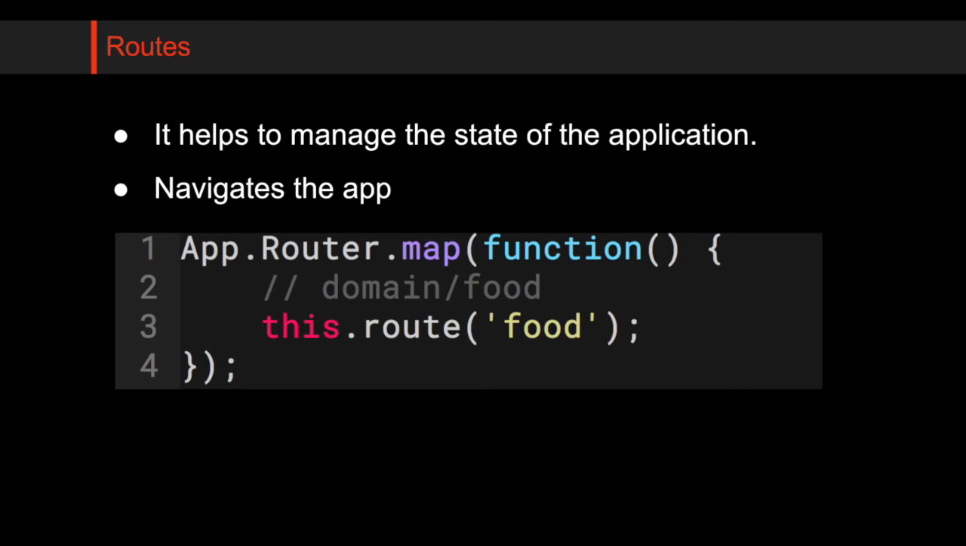Routes help to manage the state of the application, and also help to navigate the app. So in the App.Router.map function, this.route food means the domain and then /food, and we can add more routes to this function if we have any more.